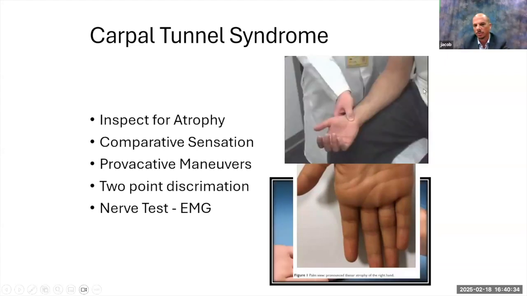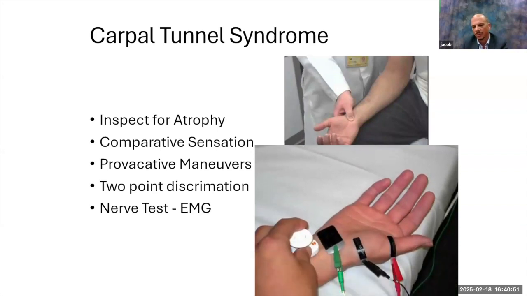One of the provocative tests is shown here. It's called Durkin's compression test. It's squeezing on the nerve at the level of the wrist to see if it worsens the numbness into your hand. If the nerve is already getting pinched within the carpal tunnel and we compress it a little bit more, it'll exacerbate those symptoms.